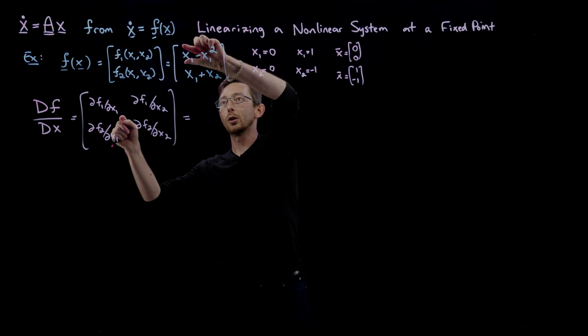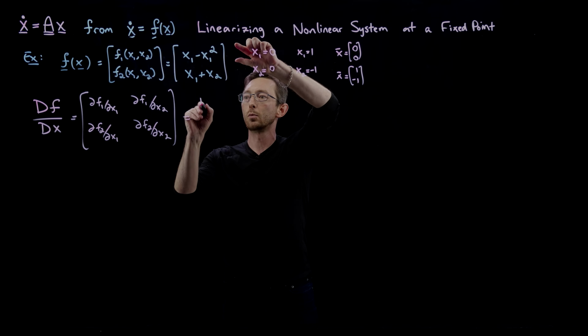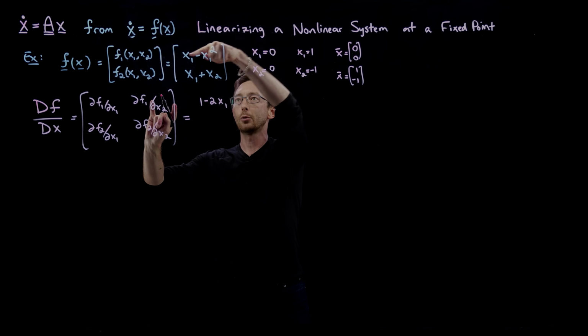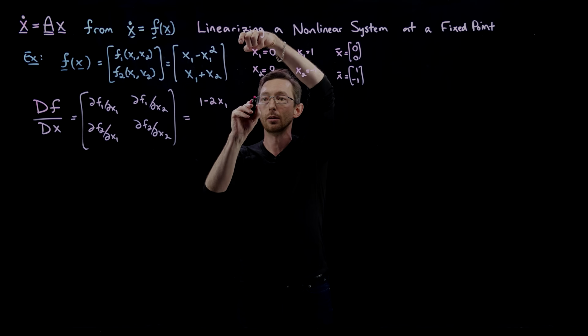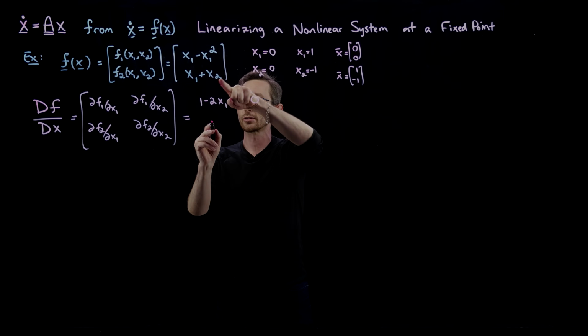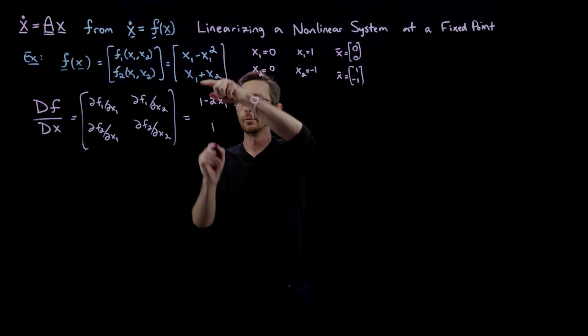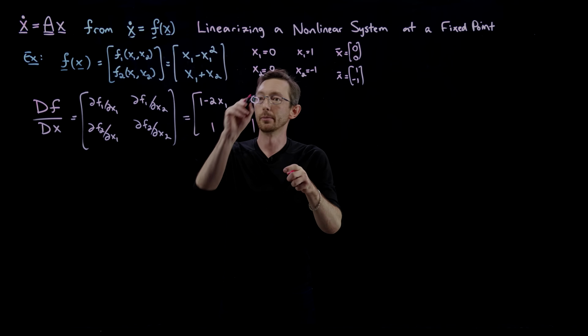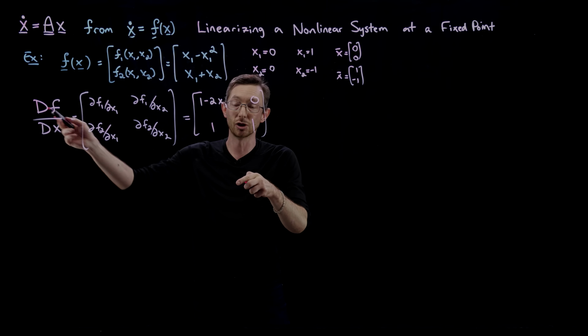So the partial of f1 with respect to x1 is 1 minus 2x1. The partial of f1 with respect to x2 is 0, because this has no x2s in it. The partial of f2 with respect to x1 is 1. That's really simple. And the partial of f2 with respect to x2 is also 1. That's really simple. So this is the Jacobian matrix in general.